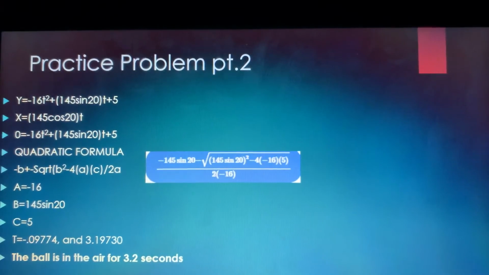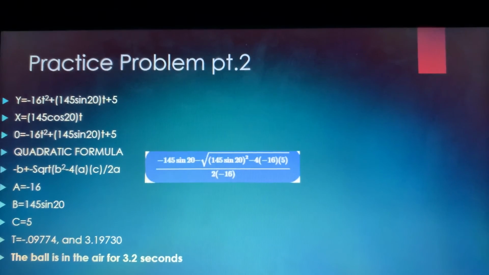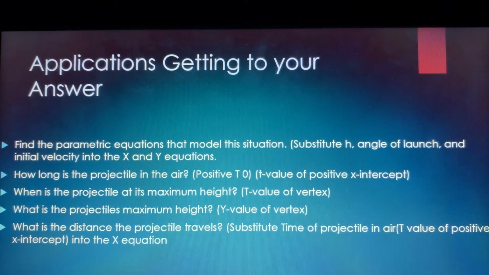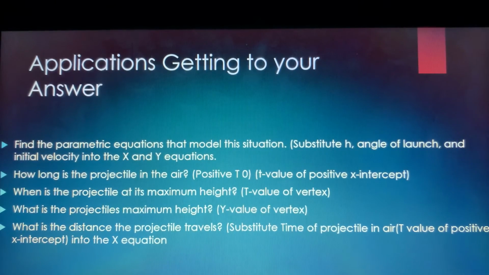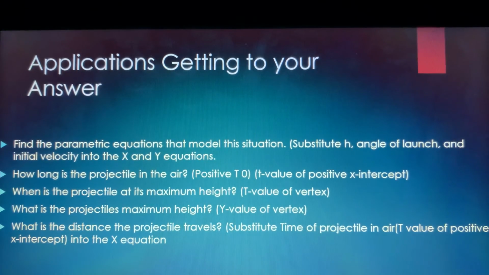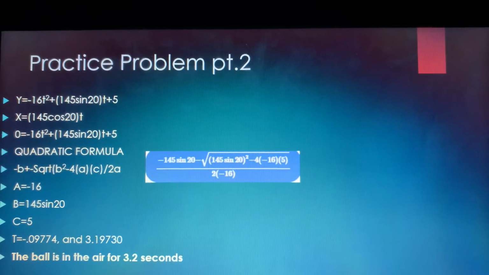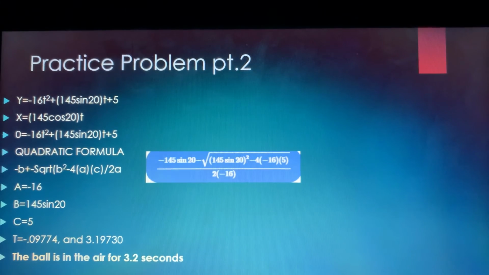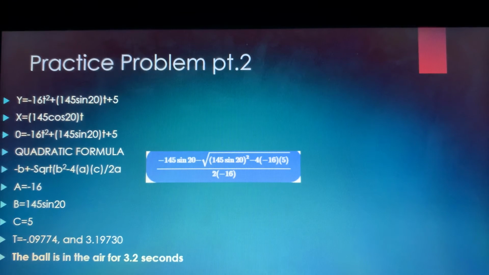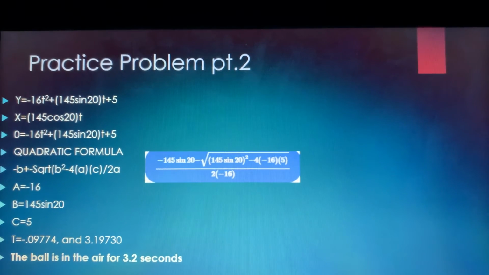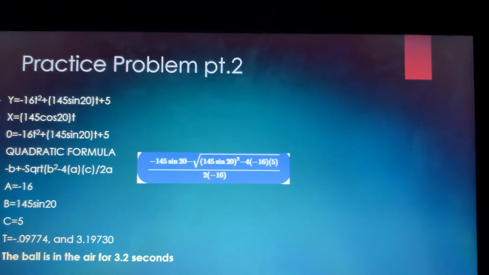Now, part 2, what we need to find is, like we just saw, how long the projectile is in the air, which is, of course, the t value of the x-intercept. So if we need to find the t value of the x-intercept, then how are we going to do that?